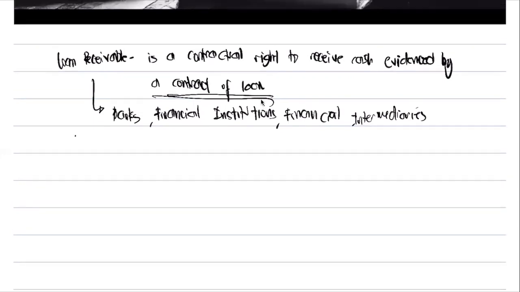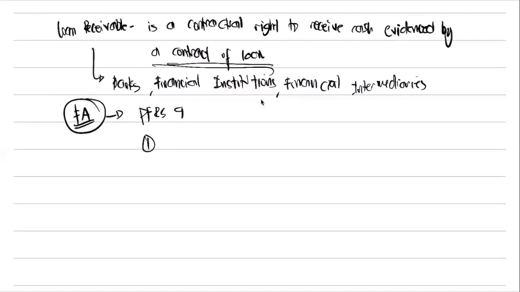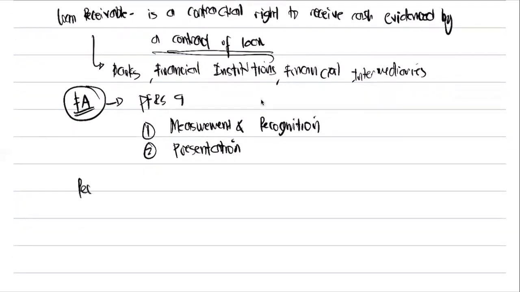So a loan receivable is still a financial asset. It being a financial asset should be measured under PFRS 9. Okay, so again, what are the items that we need to learn in a loan receivable? First, of course, is the measurement and recognition. Next, we need to learn the presentation of your loan receivable. So we start first with your recognition.